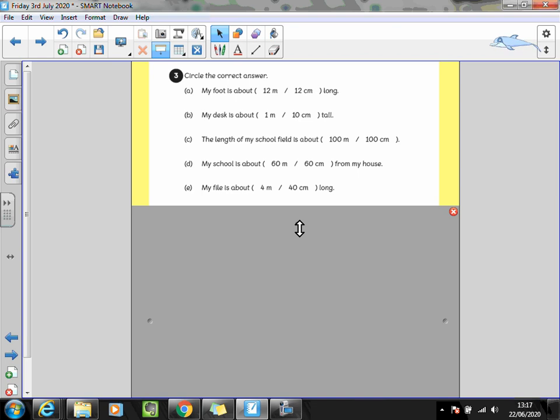If you've got a ruler or a metre ruler there with you, you might want to make those measurements to see if it helps you think about which one is more appropriate.